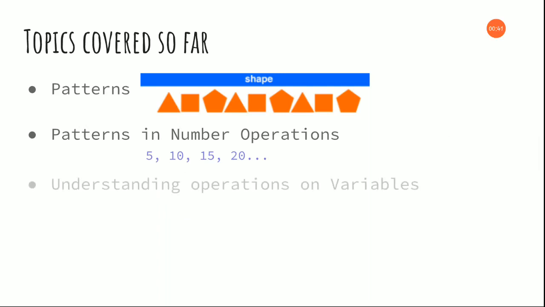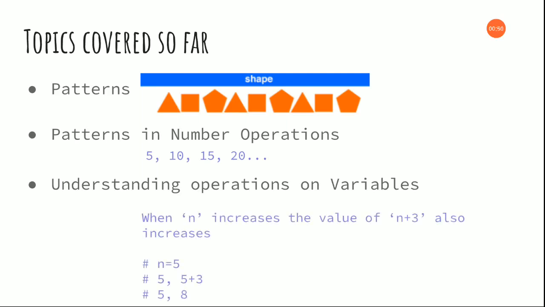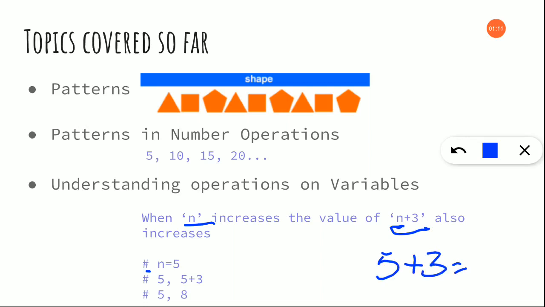Clear? Now next one, understanding operations on variables. Variables means we will be assuming a value and finding the answer. We will assume a variable n, and when that n value changes, the corresponding n plus 3 value will also change. For example, when n is 5, what will happen to n plus 3? You have to substitute n as 5 and add 3. So, the answer will be 8. So, in operations on variables, when the value of one variable changes, the corresponding answer also changes. Is it clear?